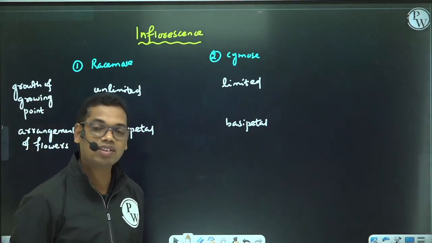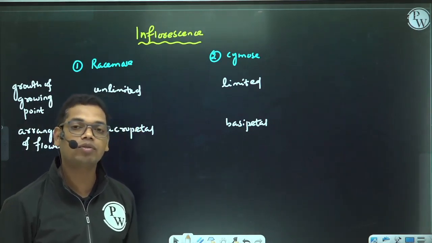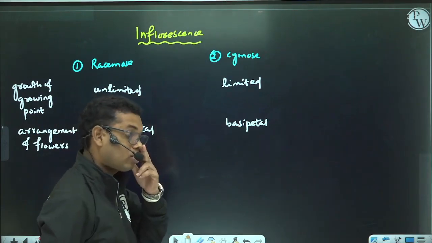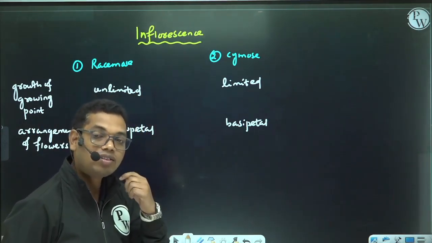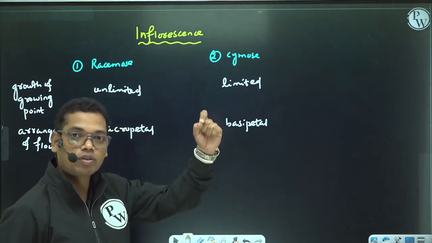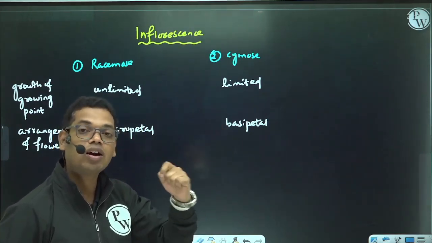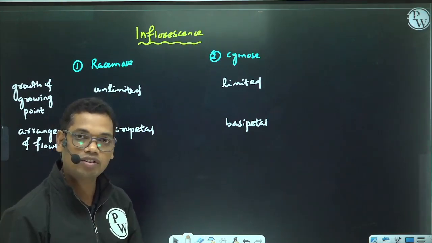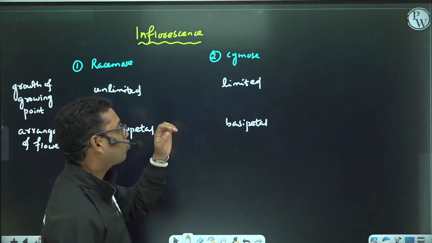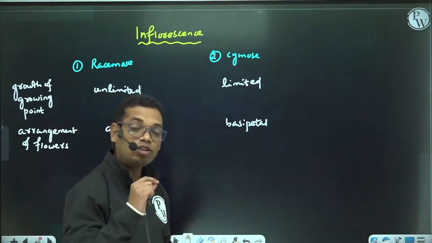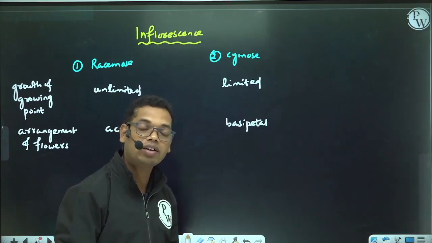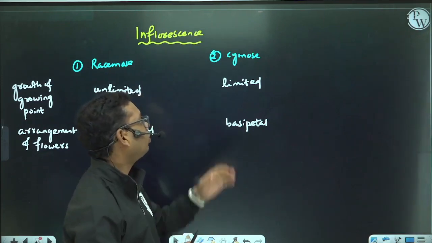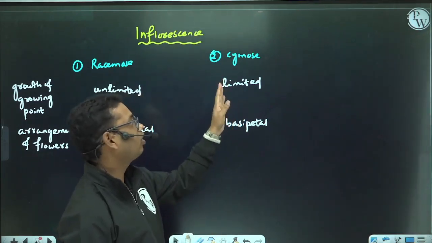If the flower is present singly, that is called solitary, and if the flowers are present in groups, they can be of racemose inflorescence or cymose inflorescence. In racemose inflorescence, the inflorescence axis keeps on growing, that means it shows unlimited growth, and the flowers develop on either side of the inflorescence axis. Whereas in cymose inflorescence, the inflorescence axis shows limited growth and ultimately converts into a flower, and the flowers develop on the side of the inflorescence axis.